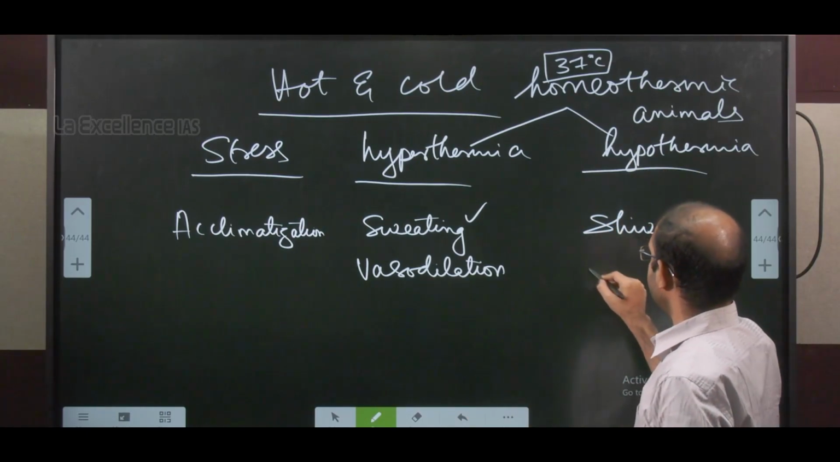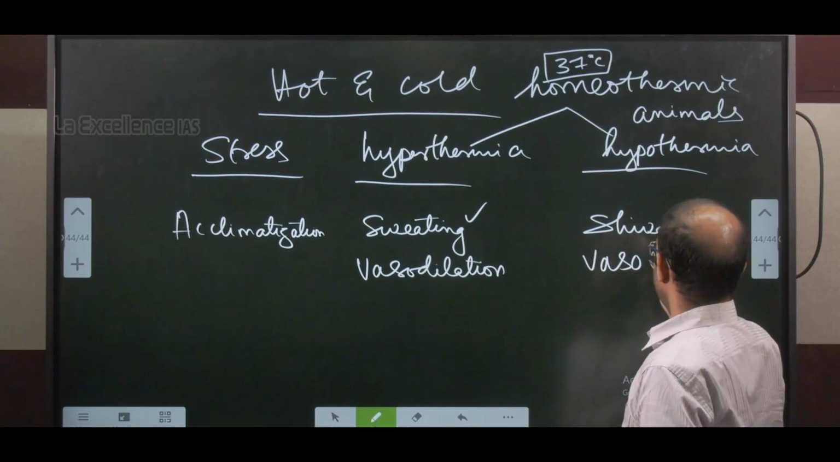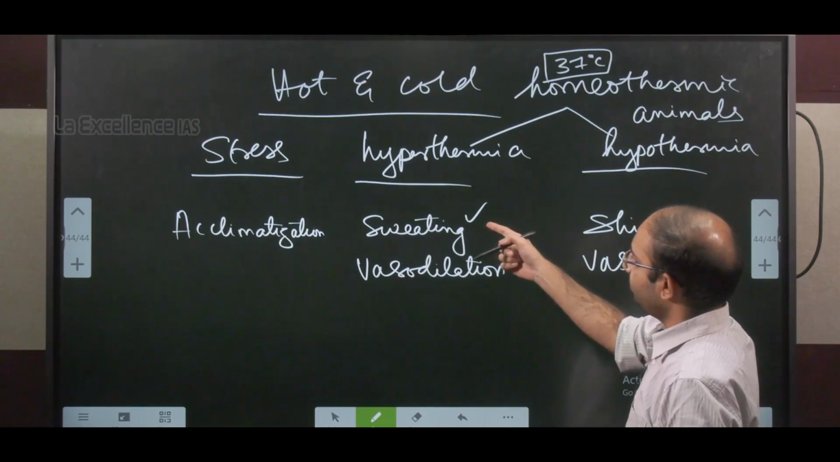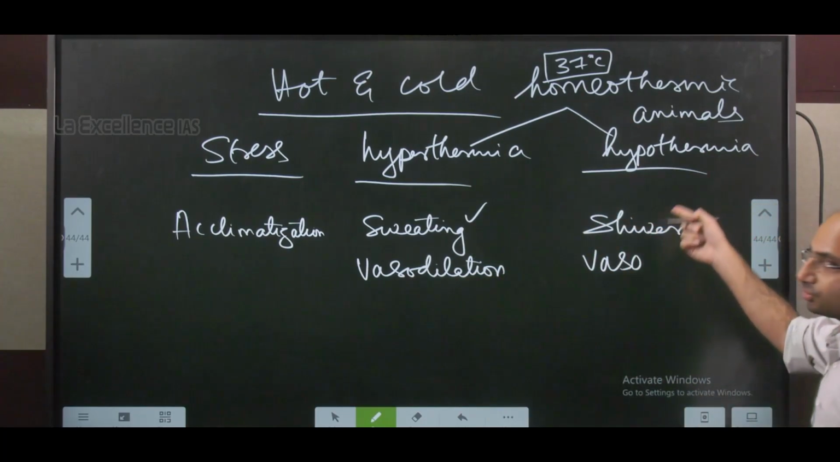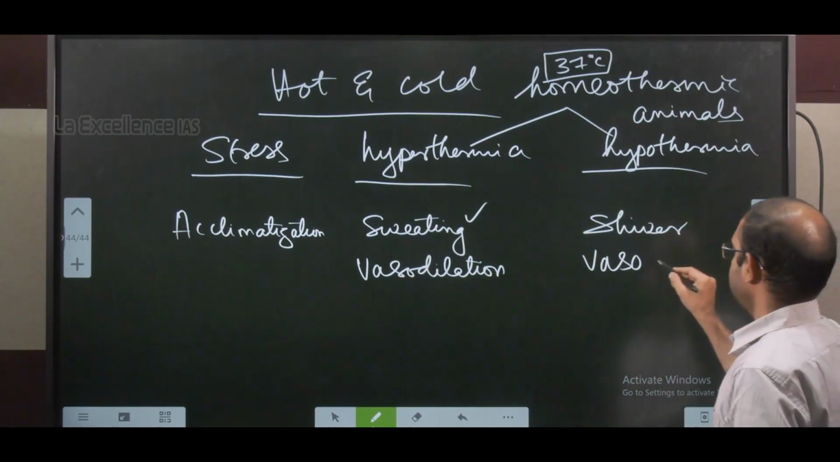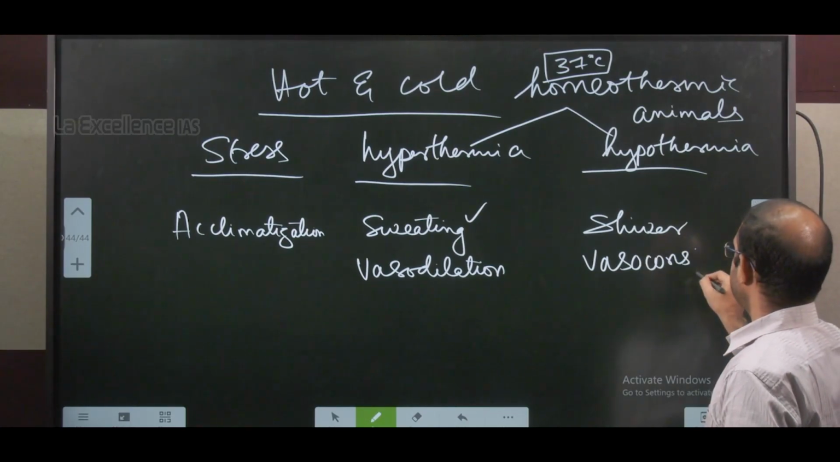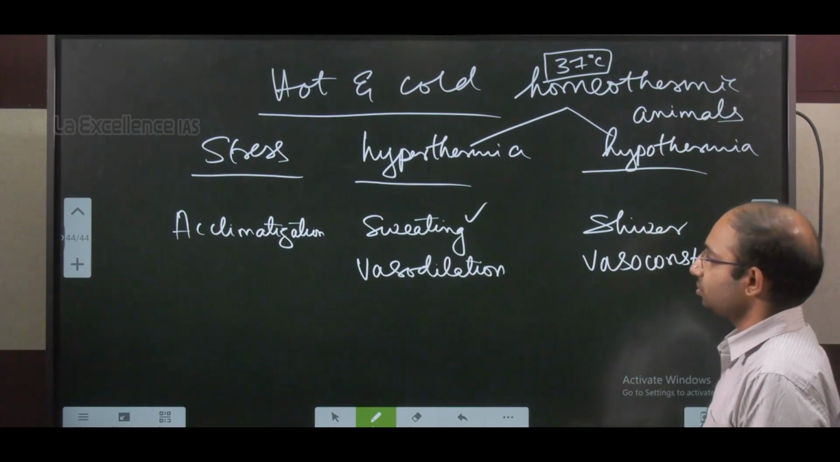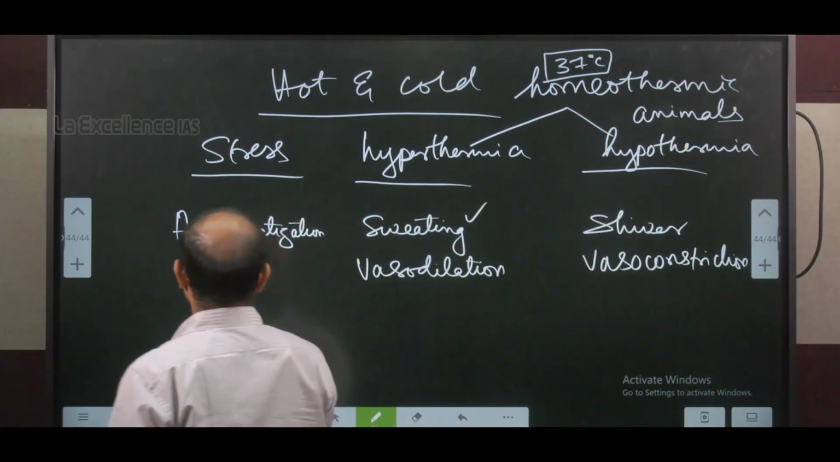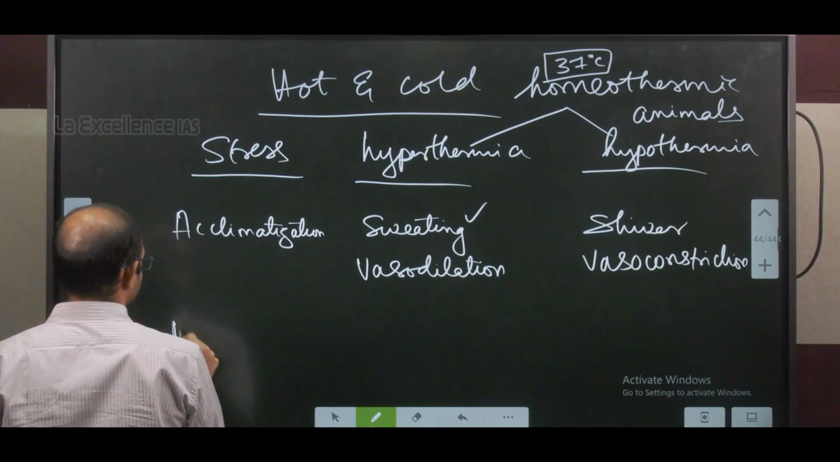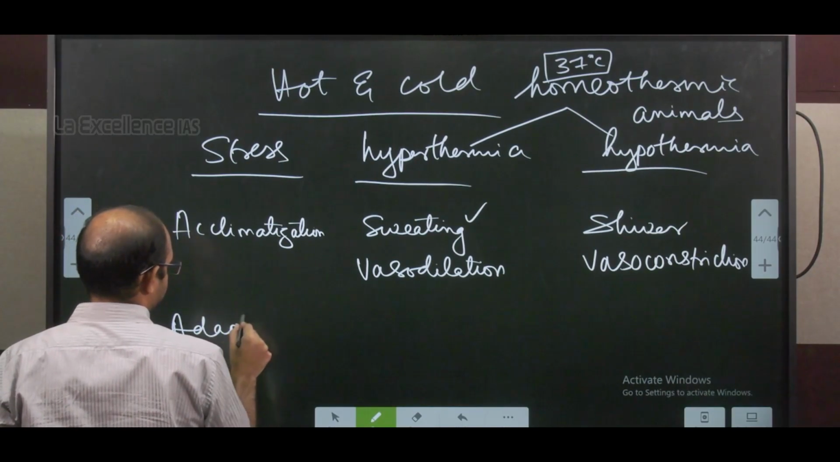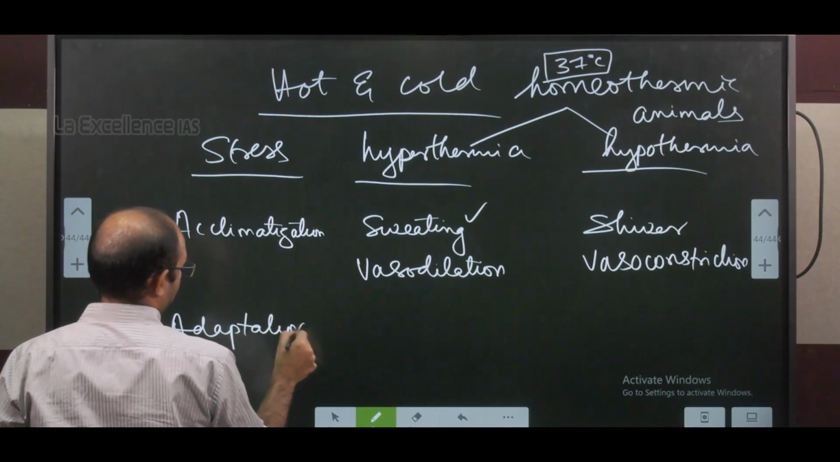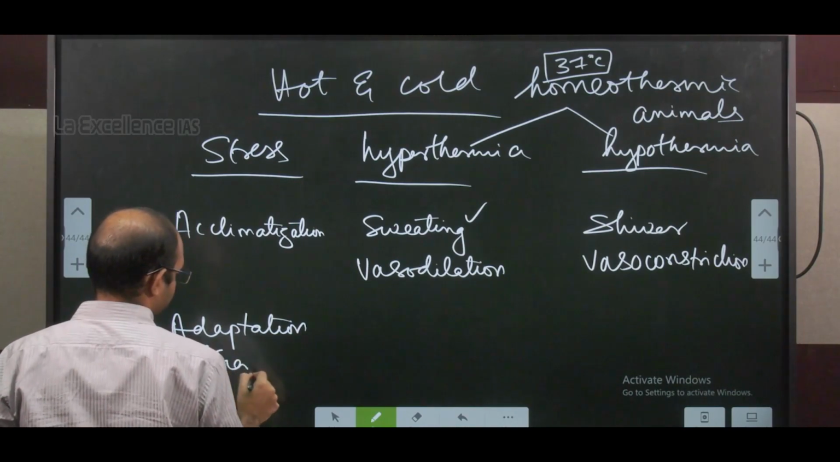Here you are trying to conserve heat. And here you are trying to lose heat and produce less heat. Here you are trying to produce more heat and conserve heat. To conserve heat, blood vessels become thinner. That is called vasoconstriction. That is acclimatization. And then you can talk about adaptation or gene level changes.